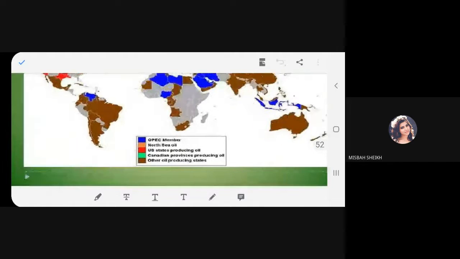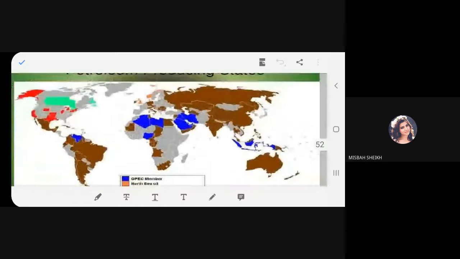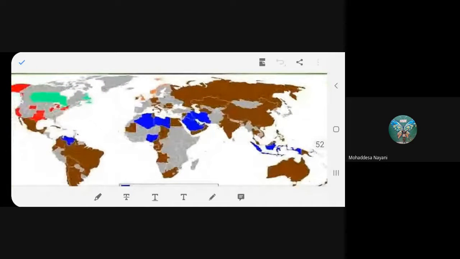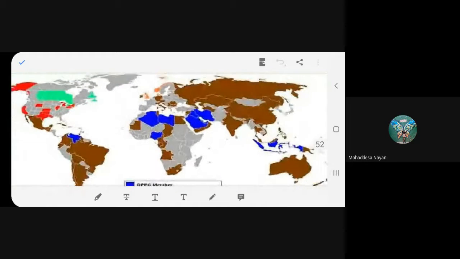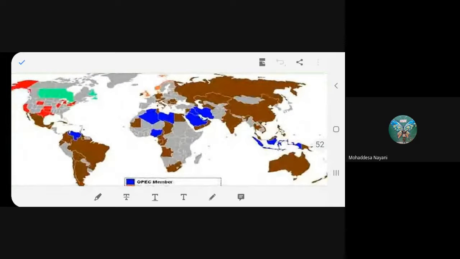Got it? Except gray color, all are producing petroleum, all over the world. This is our world. You should know that. Okay, so you will have an idea which are the oil producing states.